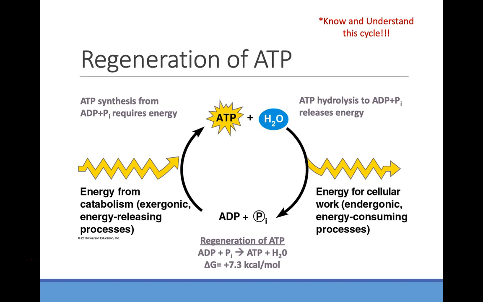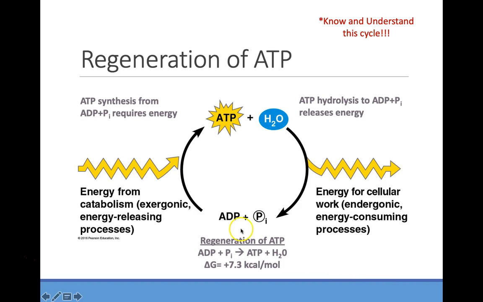So if we start with ATP and we want to use it in the cell, we first need to hydrolyze it. So we add our water molecule that causes the release of that phosphate group. And then that energy that is released with that phosphate group can be used to perform cellular work. In other words, it can be used to power our endergonic reactions.